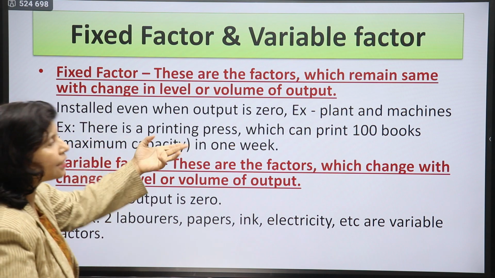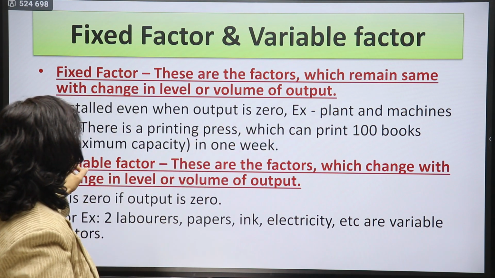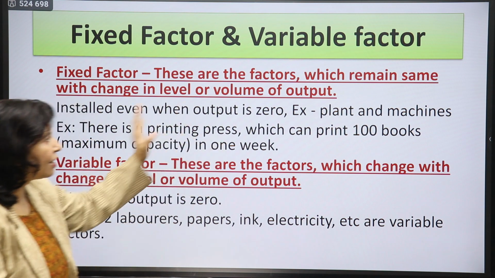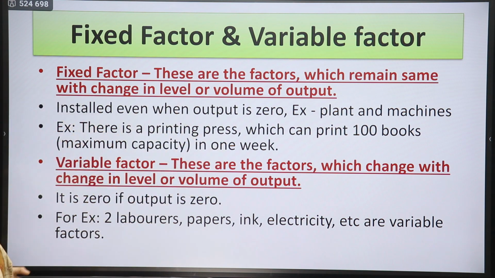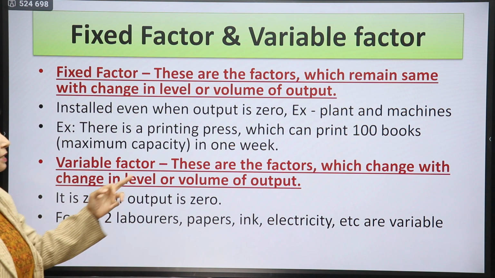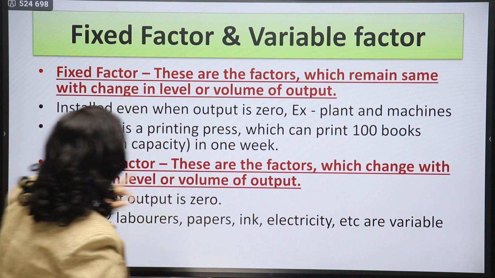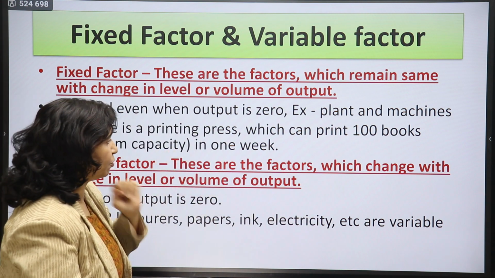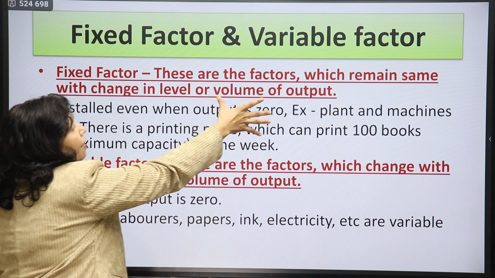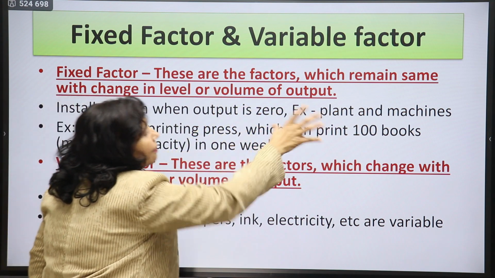There is a printing press here which can print 100 books. Okay, maximum capacity in 1 week. For example, this is plant and machine. We have taken this example. Then, variable factor. These are the factors which change with change in level or volume of output. So here a machine can be used for printing 100 books.